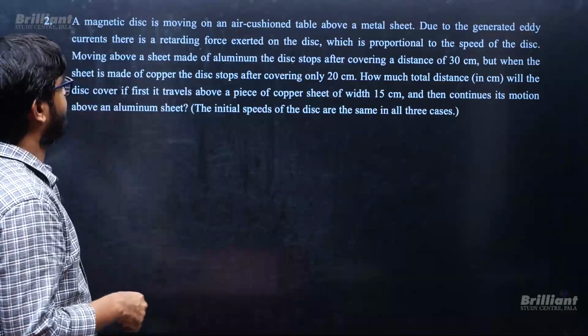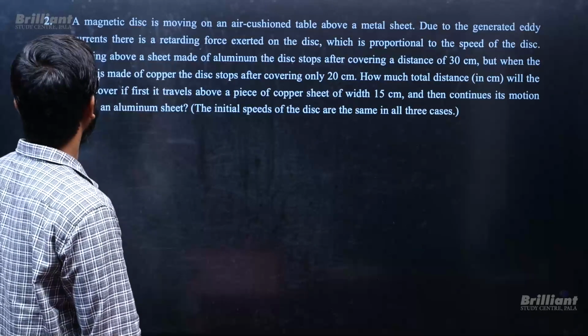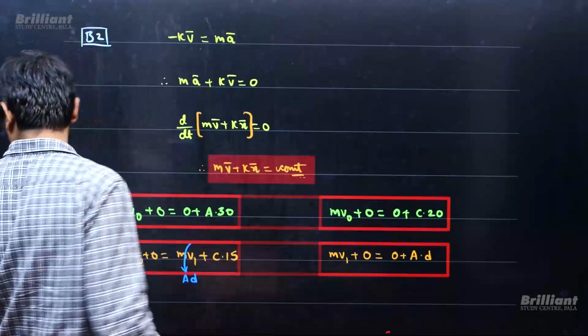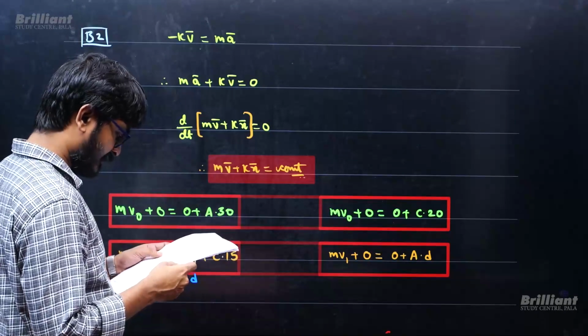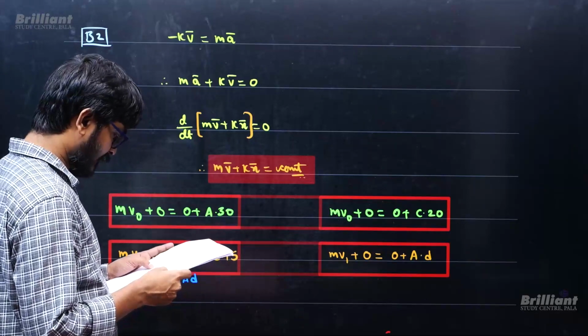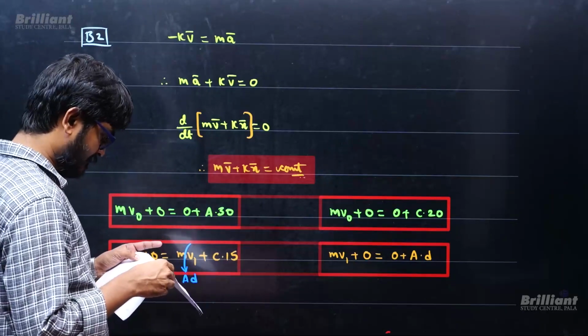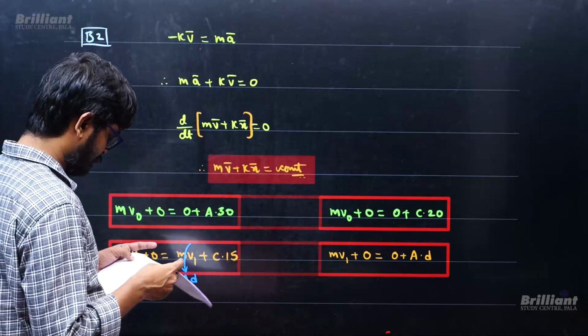A magnetic disc is moving on an air cushioned table above a metal sheet. Due to generated eddy currents, there is a retarding force exerted on the disc, which is, okay, you can read the question. I'll be showing the explanation and I'll be reading out the question. The magnetic disc is moving above a sheet made of aluminum. The disc stops after covering a distance of 30 centimeter.